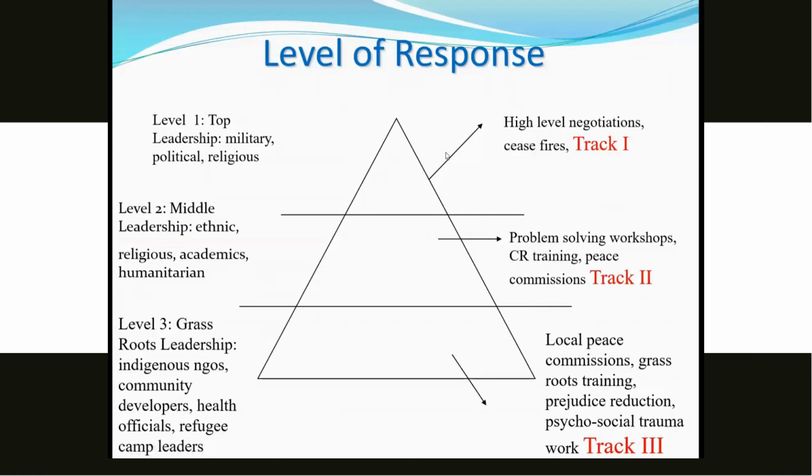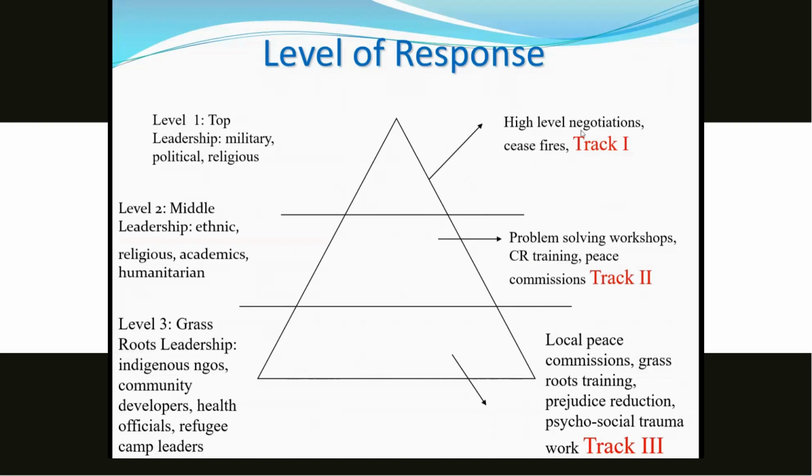Another important issue is, okay, higher top level politicians may come up with an agreement to stop conflict, but people at the grassroots may continue to fight. So the important thing is we need to work not only on the higher level of society, but on the middle and bottom level of society in order to really achieve peace.